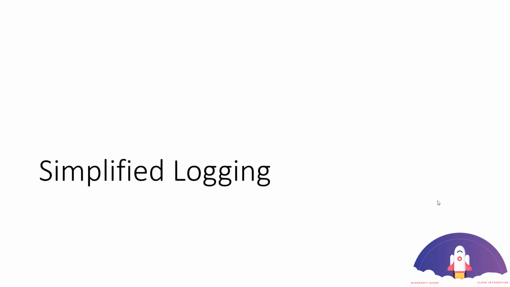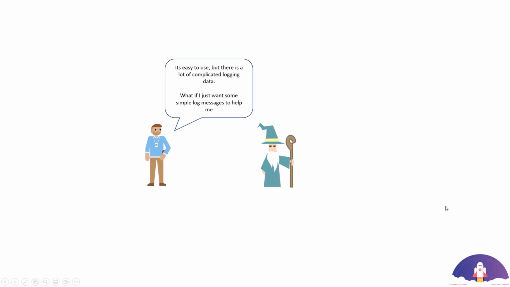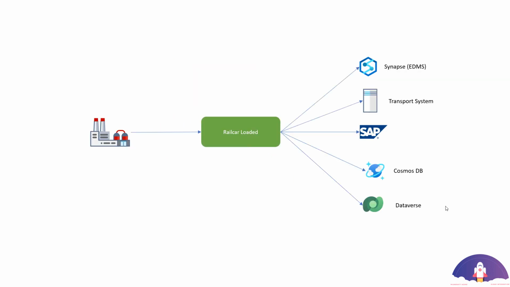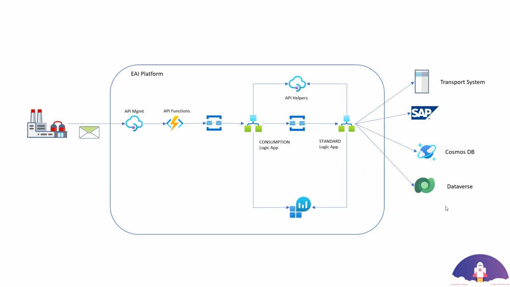So if we think about the problem here, it's easy to use, but there's a lot of complicated logging data. What if I just want some simple log messages to help me? What can I do? So we're going to have a look again at the railcar loaded scenario where messages come in from the plant and they go through a number of logic apps and functions, and we push them to different systems. So remembering the architecture we've got is APIM, functions, logic apps. What we're going to look at this time is the logging to log analytics directly from those logic apps.